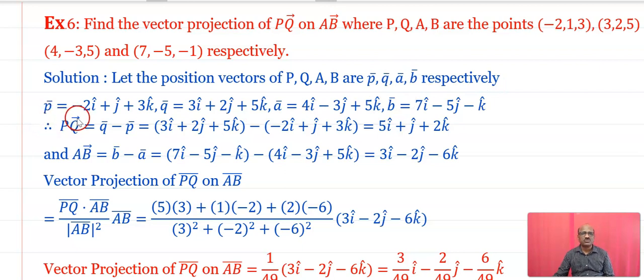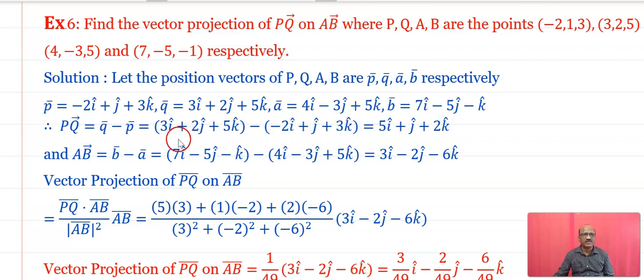Therefore, P bar is equal to minus 2i cap plus j cap plus 3k cap. Q bar is equal to 3i cap plus 2j cap plus 5k cap. A bar is equal to 4i cap minus 3j cap plus 5k cap. And B bar is equal to 7i cap minus 5j cap minus k cap. What about PQ? PQ is Q bar minus P bar. What is the Q here? 3i cap plus 2j cap plus 5k cap minus, P is minus 2i cap plus j cap plus 3k cap.